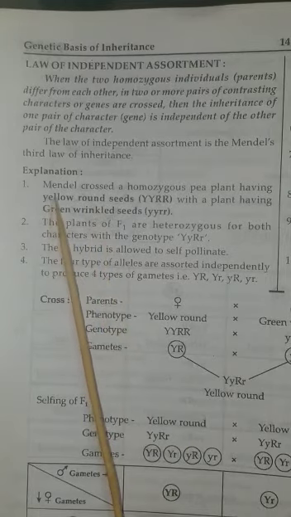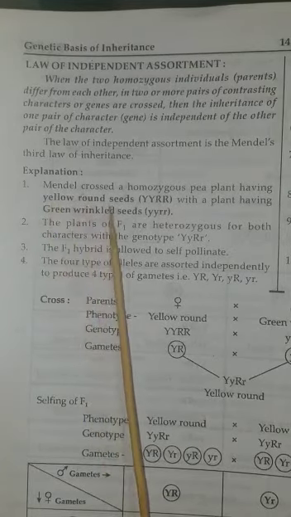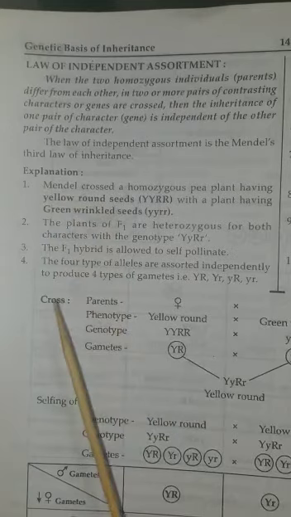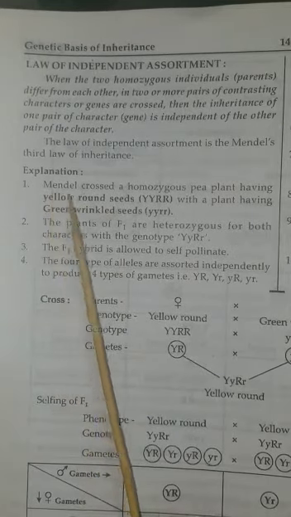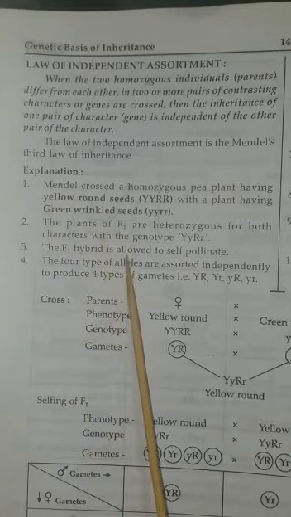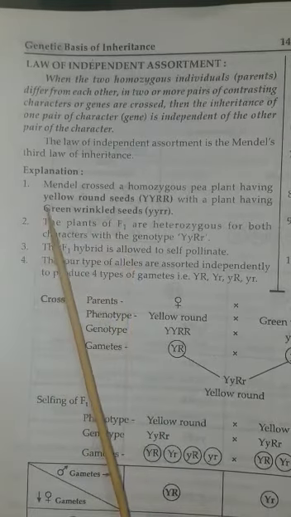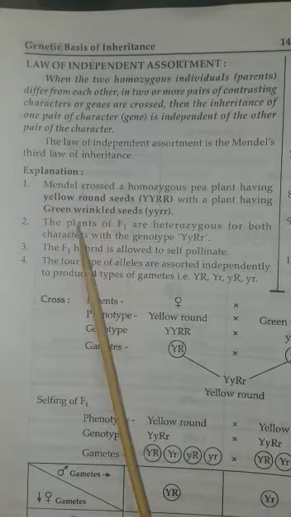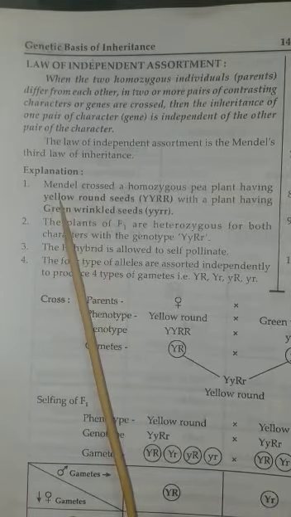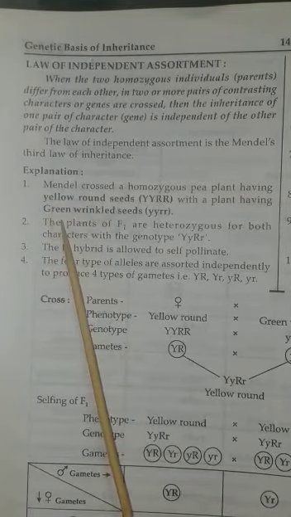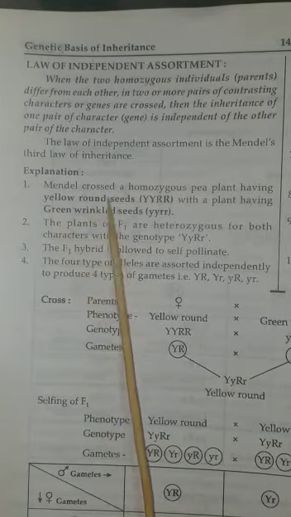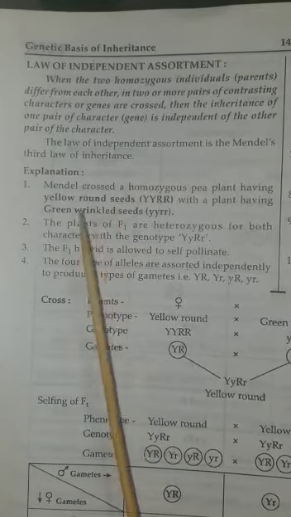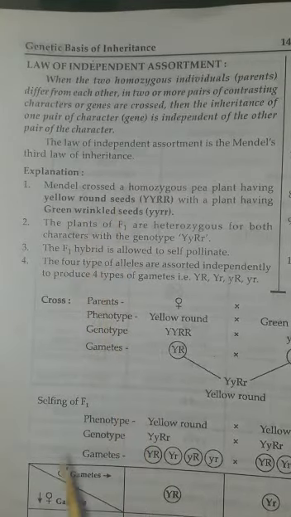So in the F2 generation, yellow can form a pair with round and be inherited in the F2 generation, or yellow can form a pair with wrinkled and be inherited in the F2 generation. Green can form a pair with round, or green can form a pair with wrinkled. So each and every character, that is yellow, green, round and wrinkled, is independent, in the F2 generation.